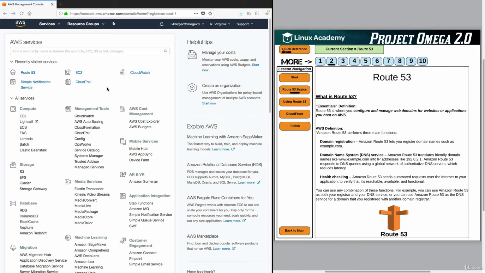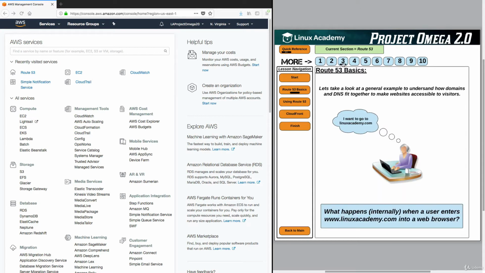So let's walk through the process of what happens when we go to access a domain name. Our goal here is to understand how domain names and DNS fit together to make a website accessible to a user. So let's say that we have this user that wants to go to linuxacademy.com. When the user types in that domain name into a web browser, what happens under the hood? What takes place that helps that user to be directed to linuxacademy.com? So let's walk through that process.